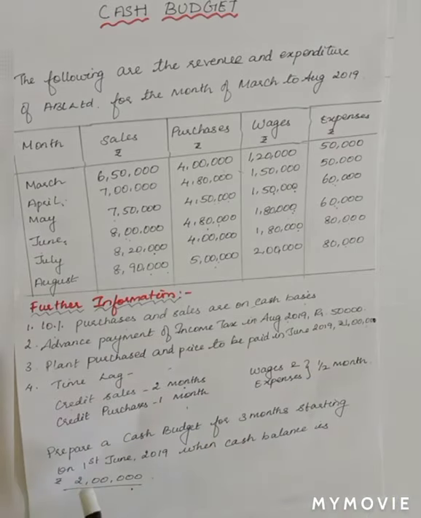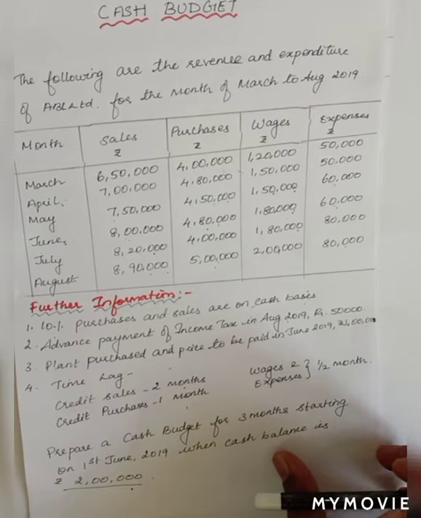Okay, and you have to prepare cash budget for the next 3 months starting from 1st June 2019. Okay, and your opening balance is 2 lakhs. So with the given information, we will work out a cash budget. We will draw up a cash budget.